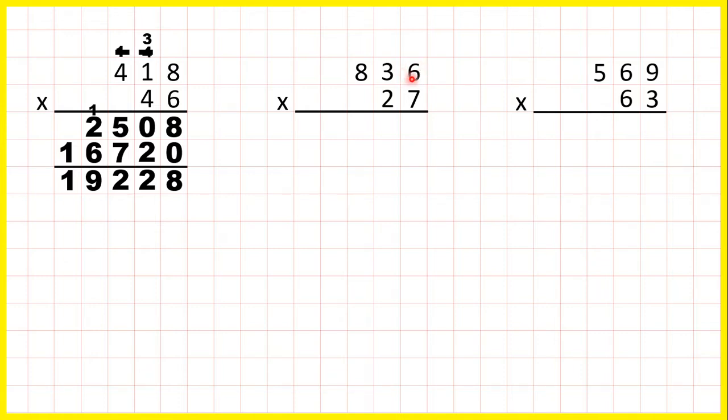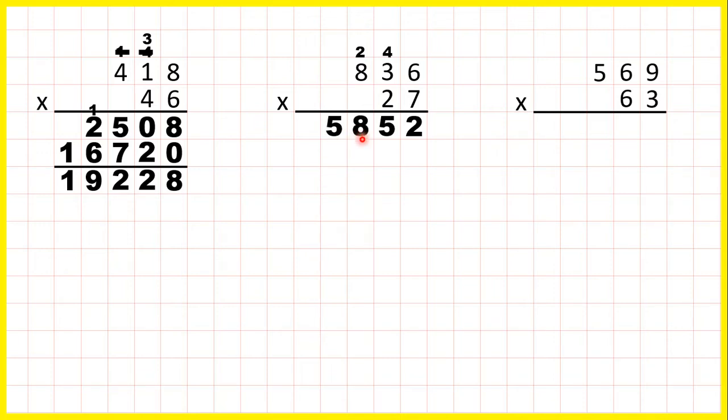Now here we're going to start with 6 times 7, which is 42, so 4, 2. 3 times 7 is 21. 21 plus 4 is 25. So 2, 5. Now 8 times 7 is 56, plus 2 is 58, and we don't have any digits to the left, so we can write 58 in our answer line.